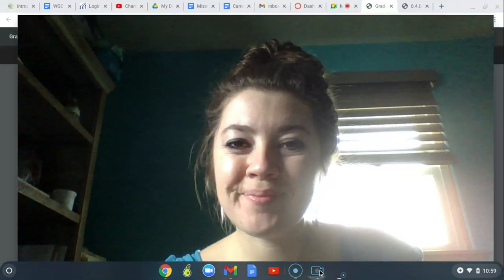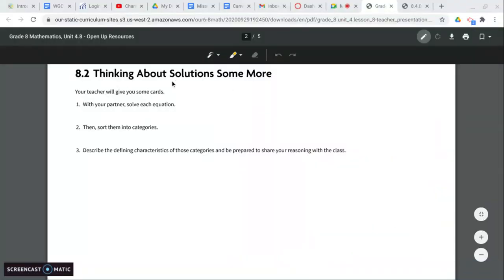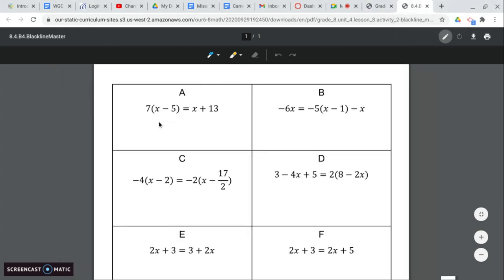All right, so thinking about solutions some more. We're going to look at some cards, solve the equations, sort them into categories, and then define some characteristics about them. So here are the cards. Like I said, we want to solve each of these. So we'll distribute the 7. I'm going to write it up above just so I have plenty of space to solve.